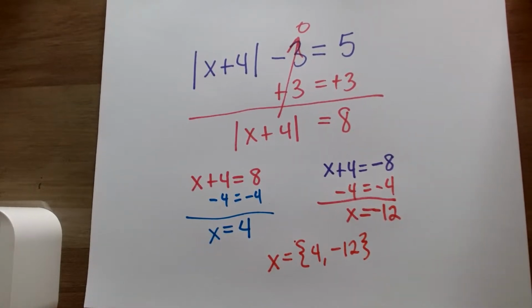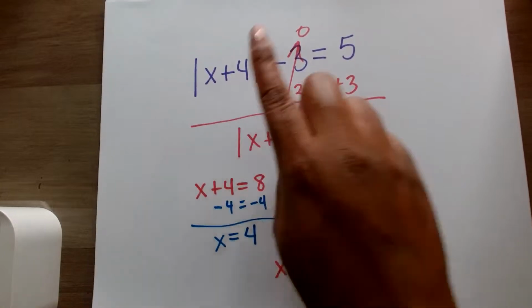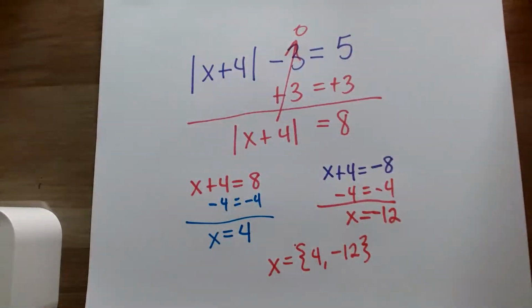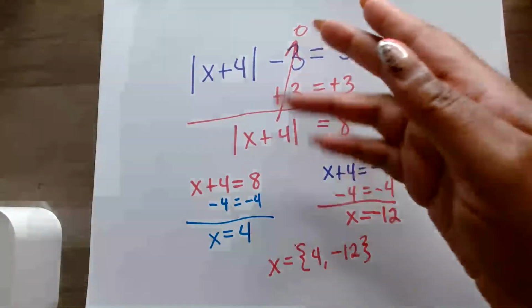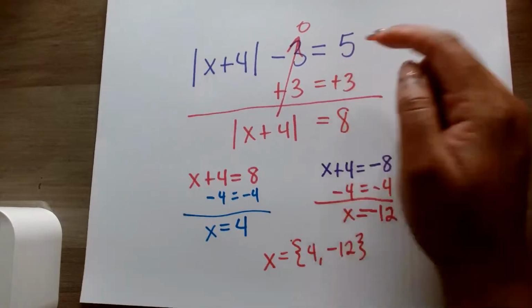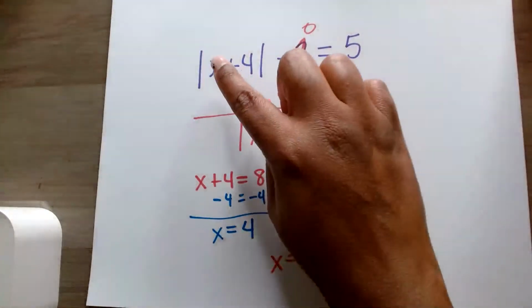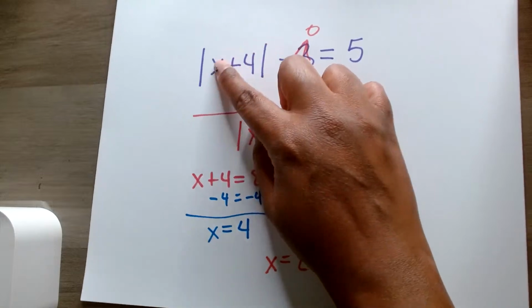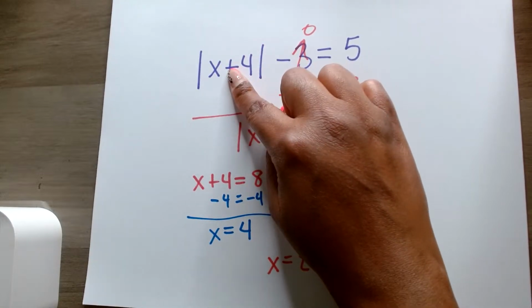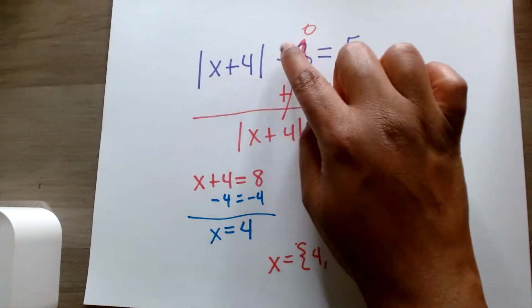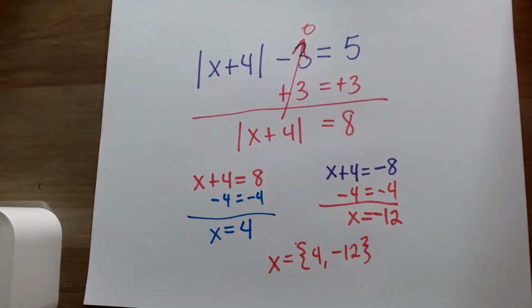Alrighty, and you can check this by putting 4 inside and seeing if those are correct. So 4 plus 4 we know is 8, and when we take the absolute value, positive 8 comes out. When we subtract by 3, it gives us 5. We can do negative 12 plus 4, which would give us a negative 8, and because it's in the absolute value sign, it will come out as a positive 8. So then we will get again 8 minus 3, which gives us 5.